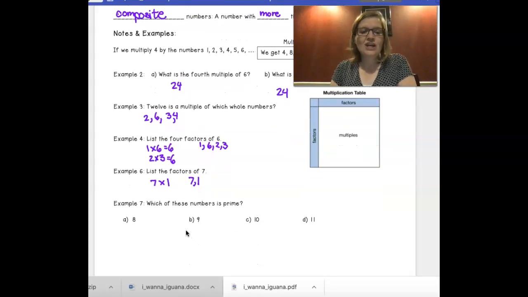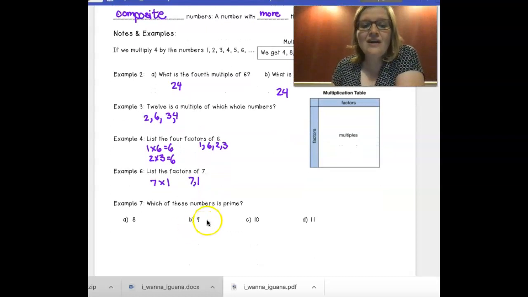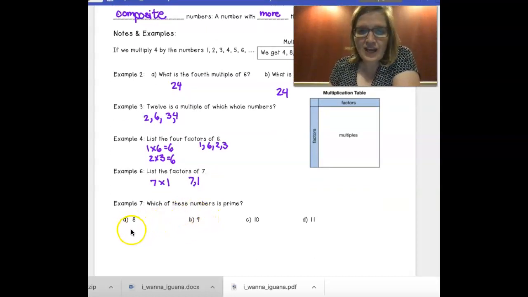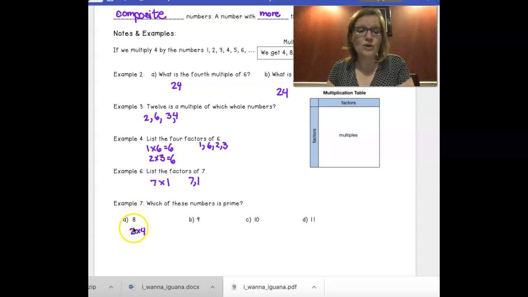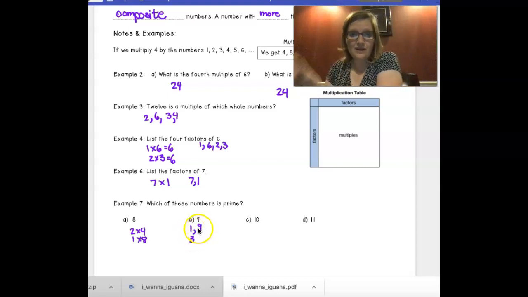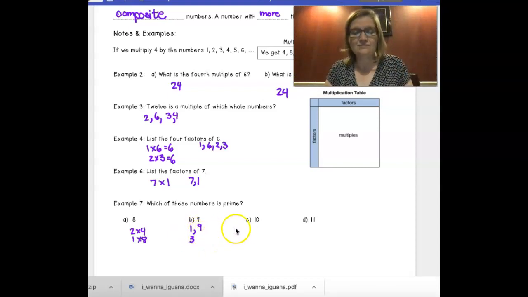Finally, we've got to look at determining which of these numbers are prime. Let's look at 8. I know that 2 times 4 is 8. Are there other factors that can create 8? Yes, more than 2. In fact, we have 2 times 4 and 1 times 8. Let's look at 9. We've already talked about 9, but we know that the factors of 9 are 1, 9, and 3, because 1 times 9 is 9, and 3 times 3 is 9.